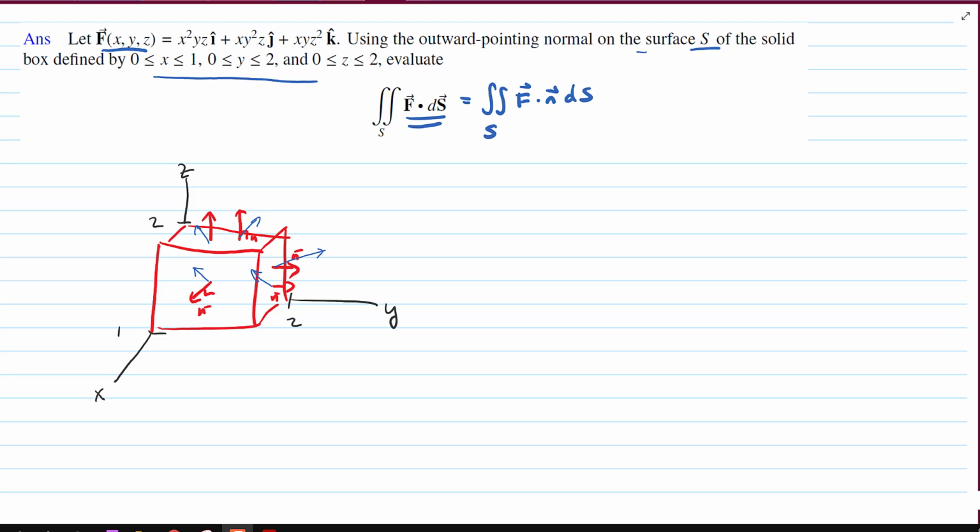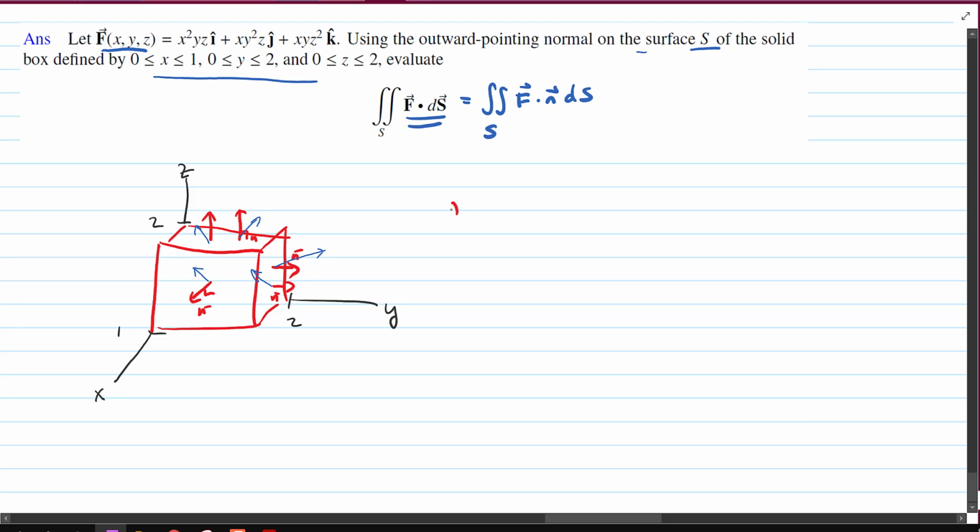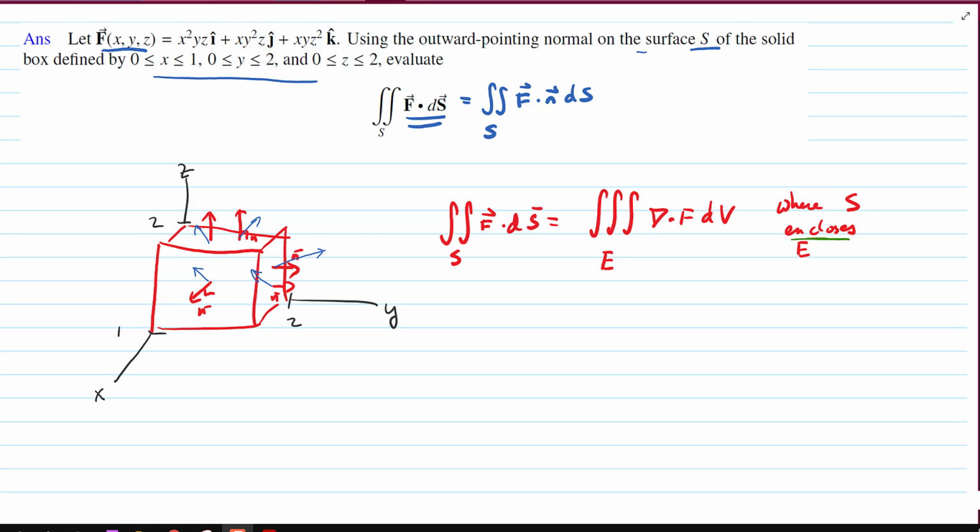So let me just state that divergence theorem. The thing to keep in mind with the divergence theorem that could sometimes get you in trouble is that we require that the surface completely enclose E. If your surface doesn't entirely enclose a region, then you can't use the divergence theorem on it.